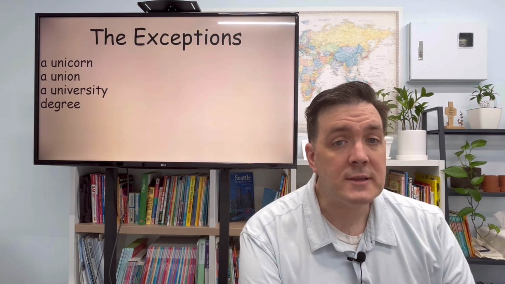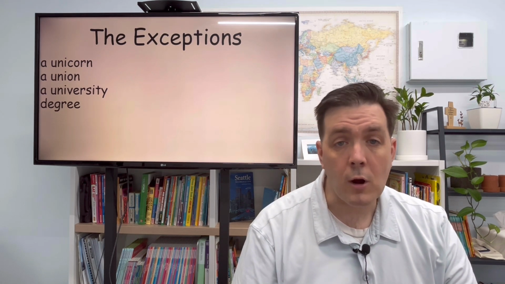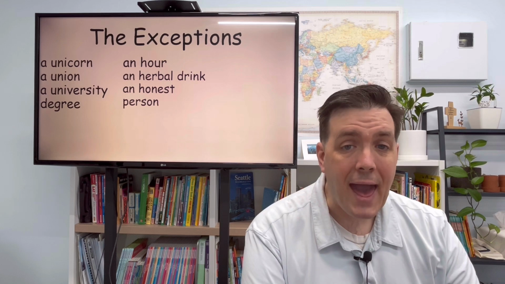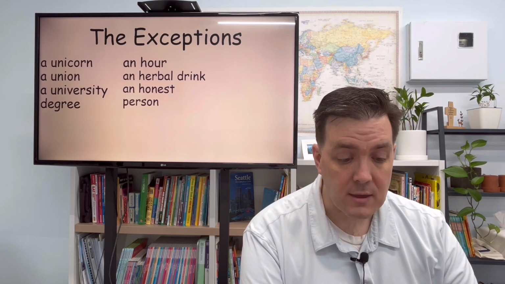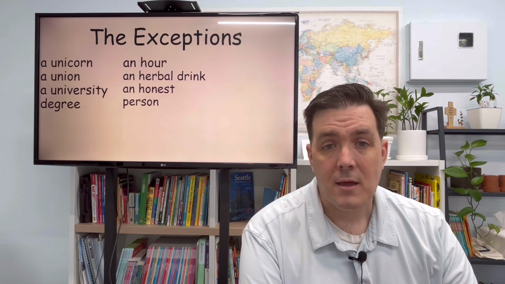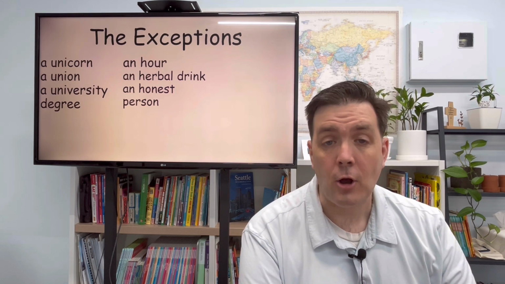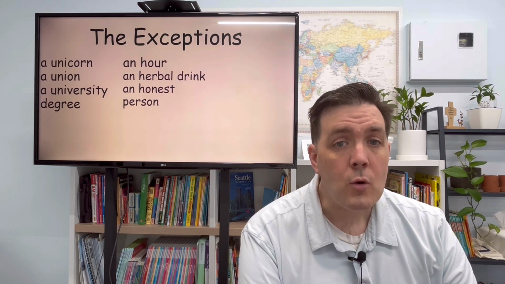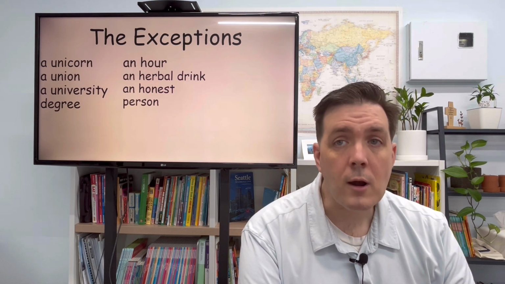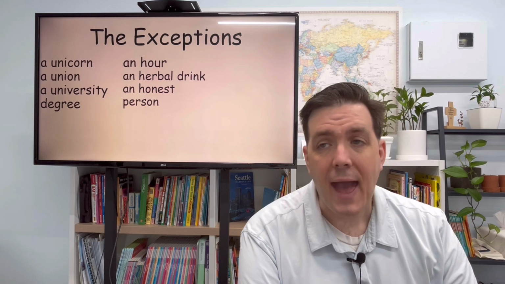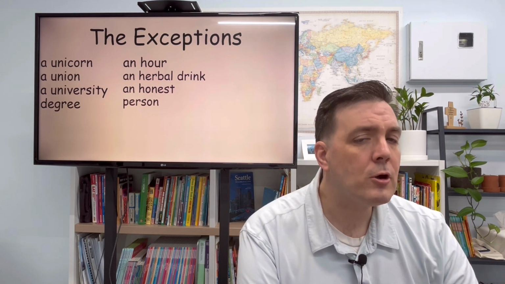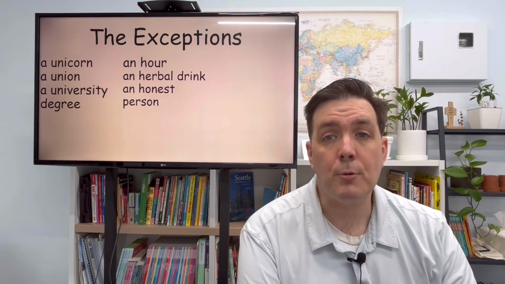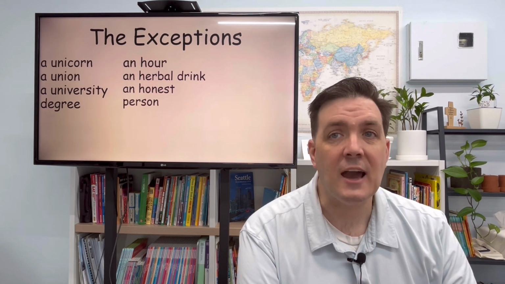But there are also examples where we don't use a for consonants, and that would be for the letter H. So an hour, an herbal drink, an honest person. All three of these, hour, herbal, and honest, start with the letter H, except it's a silent H. And so we have to substitute an. So an hour. One thing I didn't put on the PowerPoint either, but a lot of times we use abbreviations. For example, FBI or CIA.